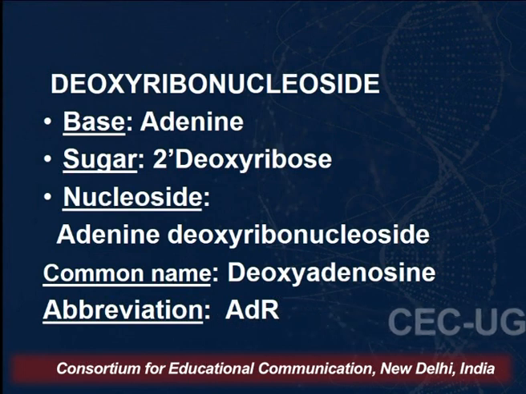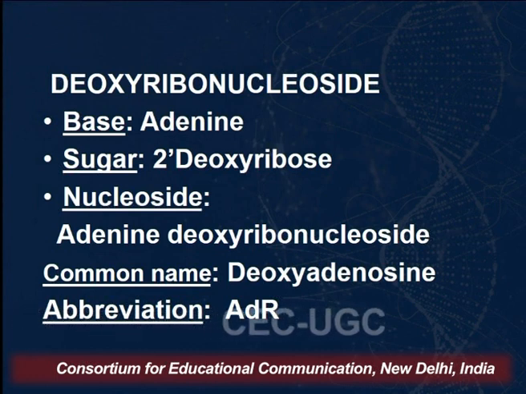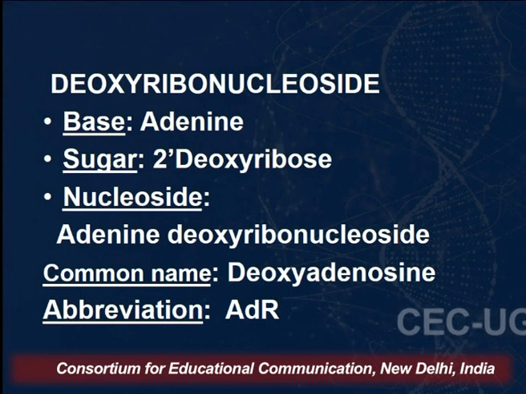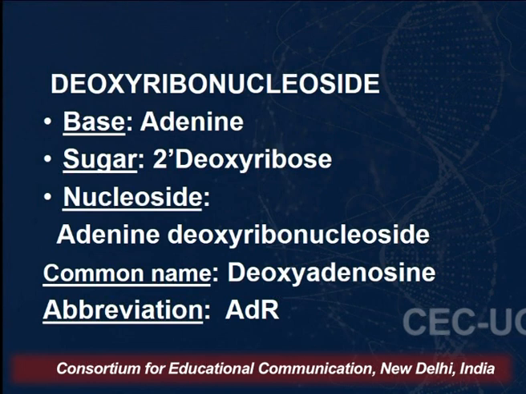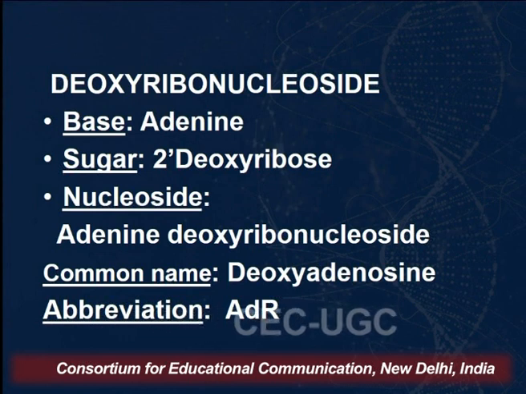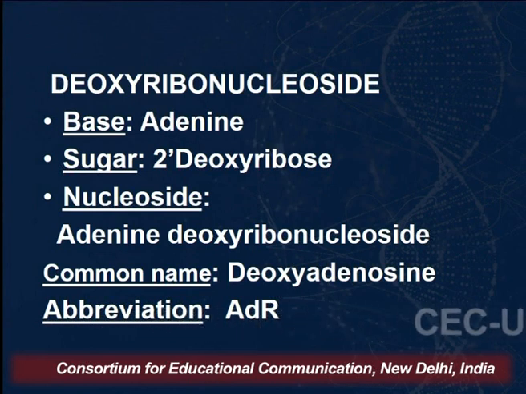And when the sugar is deoxyribose sugar and the base is adenine, we will write it as deoxyadenosine. So for ribose, we are just writing it as adenosine, and we will specify deoxy if the sugar is deoxyribose, that is, if it is present in DNA. So we will say the name is deoxyadenosine, and the abbreviation will be dA.